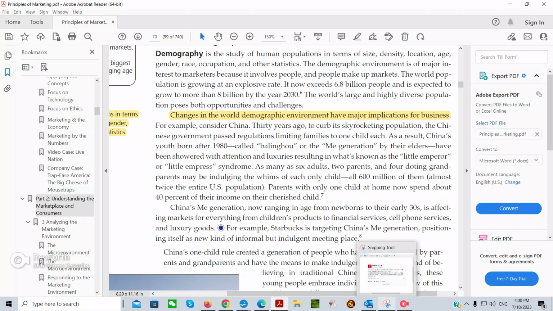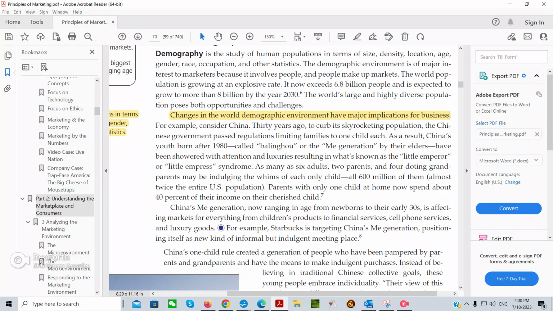Now, of course, if you don't have enough people, you don't have enough people working, and you don't have enough consumers. There is a balance, okay? If you don't have enough people, your market's not big enough. If you have too many people, then maybe the average buying power is less. It depends on the group though. Now, China's Me generation, now ranging in age from newborns to the early 30s, is affecting markets in everything from children's products to financial services, cell phone services, and luxury goods.